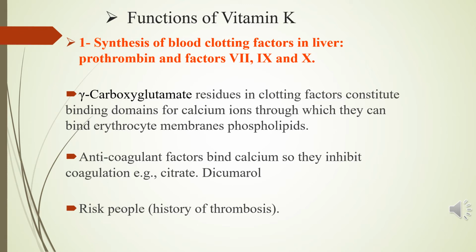And this is by the following. The gamma carboxyglutamate residues in these clotting factors constitute the binding domains for calcium ions through which they can bind erythrocyte membrane phospholipids. The modification of the gamma carboxyglutamate is one of the post-translation modifications which occurs in the liver after synthesis of these proteins in the liver.